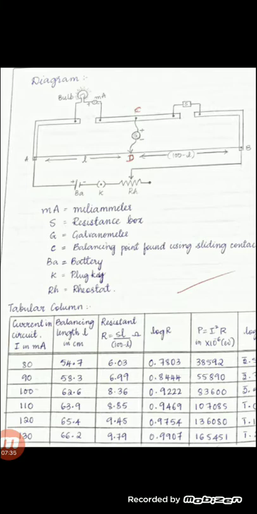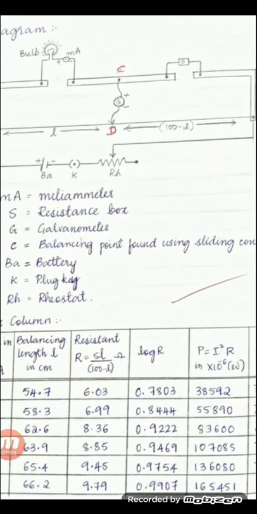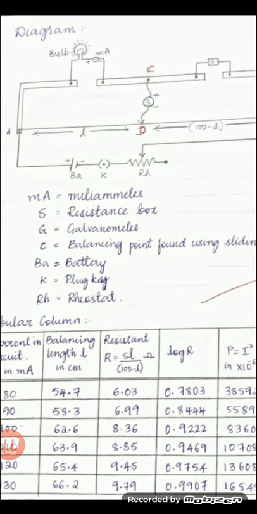Now let us see the circuit arrangement in order to verify Stefan's law. This is the circuit arrangement, consisting of a meter bridge with two arms, that is A, B, C, D. As you can see in the figure, you can see the arms A, B, C and D.